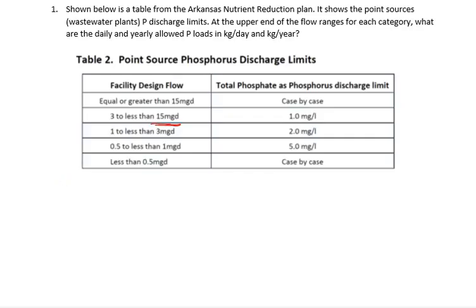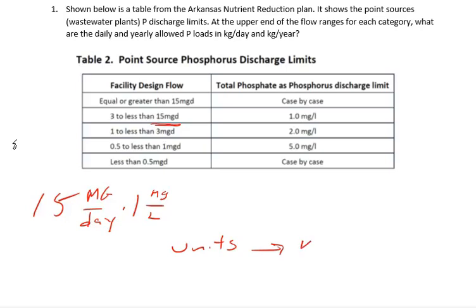So I'll write here 15 M gallons per day times 1 milligram per liter. And then I've got to get the units to give me, am I asking for kilograms per day or kilograms per year? So you could go through the units on that.